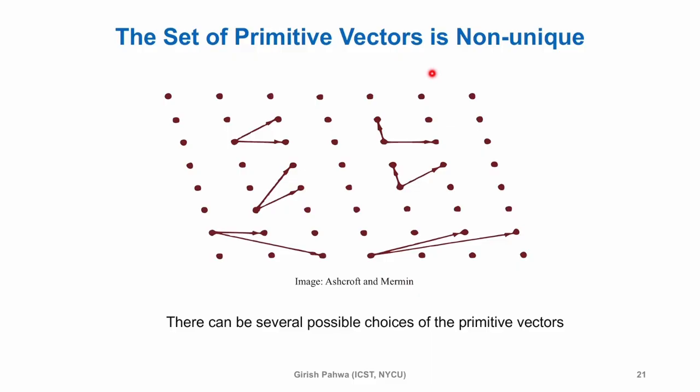It's non-unique. For example, for this lattice that we saw, we talked about these two, A1, A2. Yes, so these are primitive vectors because I can express any point in the form of these two. But this and this, these are also primitive vectors.